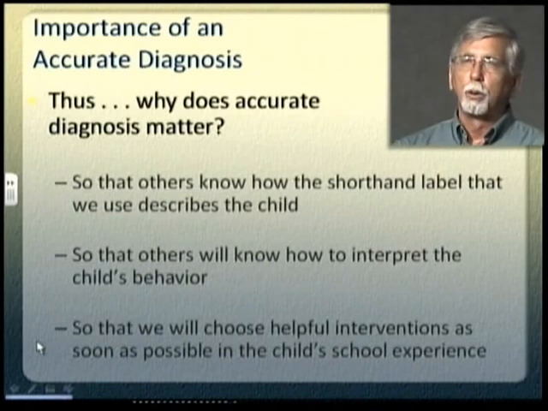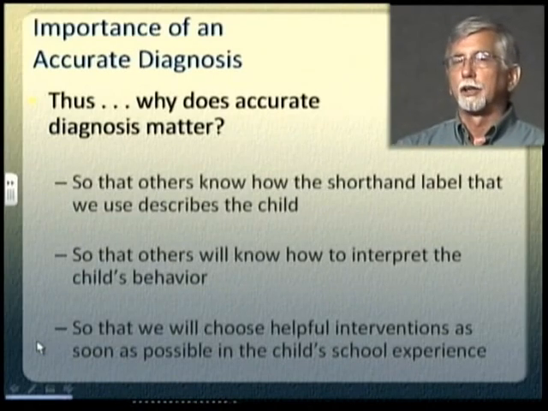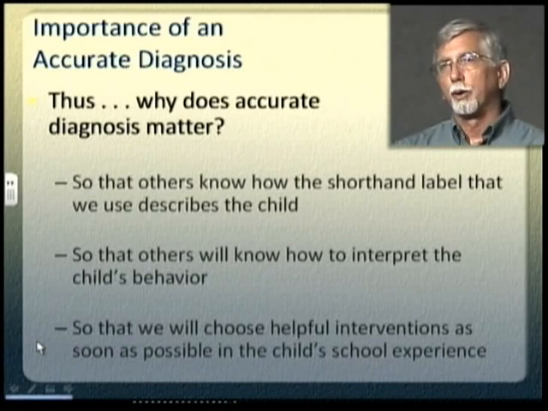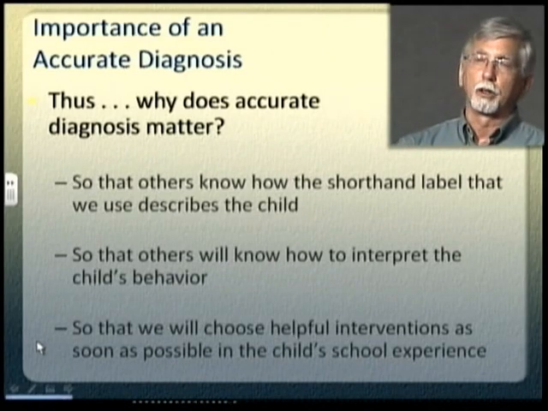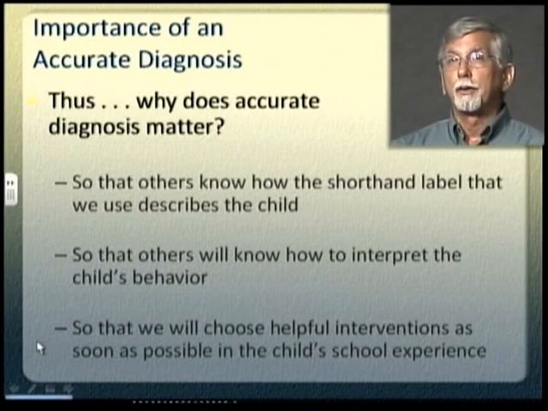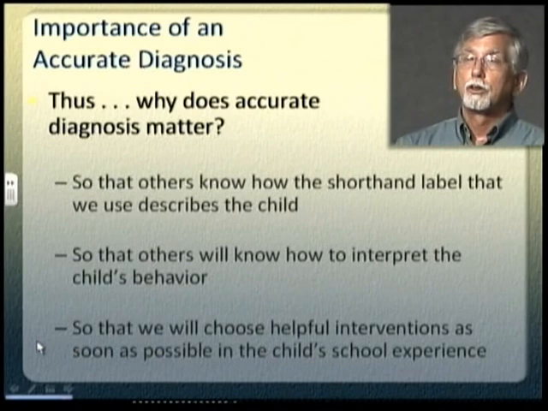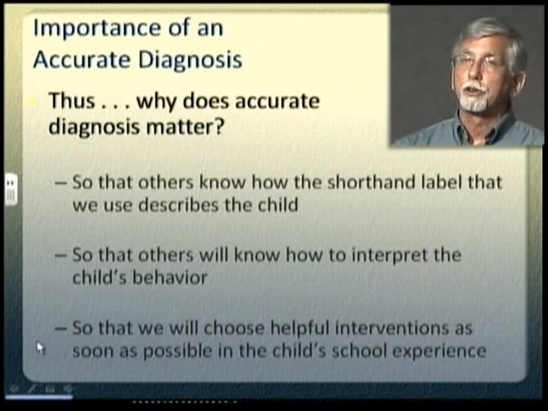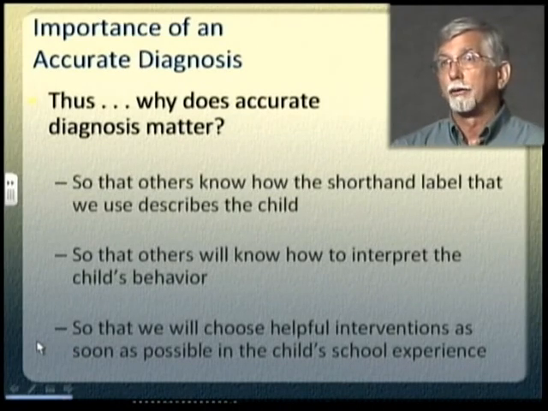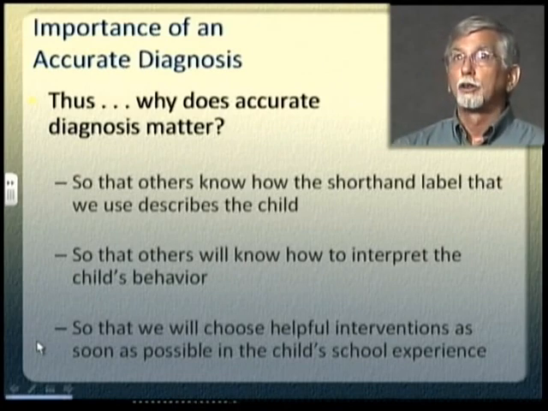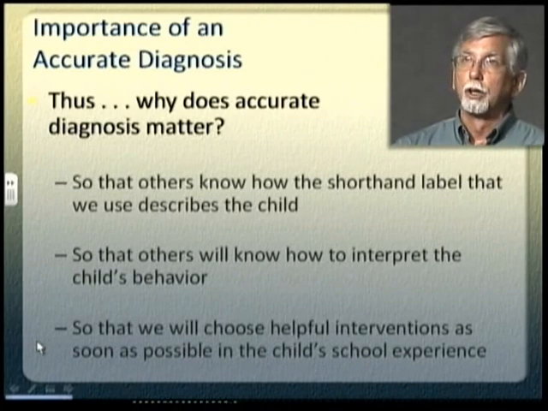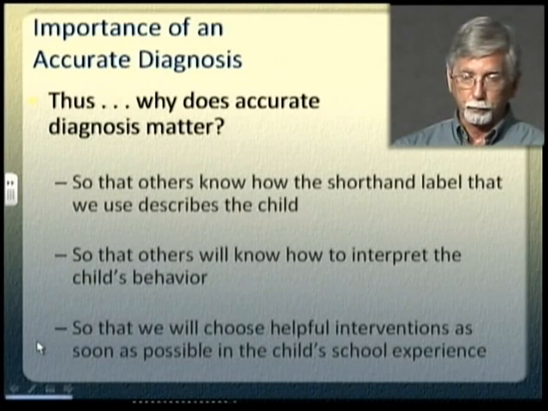Secondly, we want others to know how to interpret the child's behavior. And this is particularly important for children on the autism spectrum because they will often manifest behaviors that are challenging, that are disturbing, that may even be dangerous. And we want folks to understand to what extent can those behaviors be attributed to specific features of an autism spectrum disorder, and what does that tell us then about how we should respond to those behaviors.